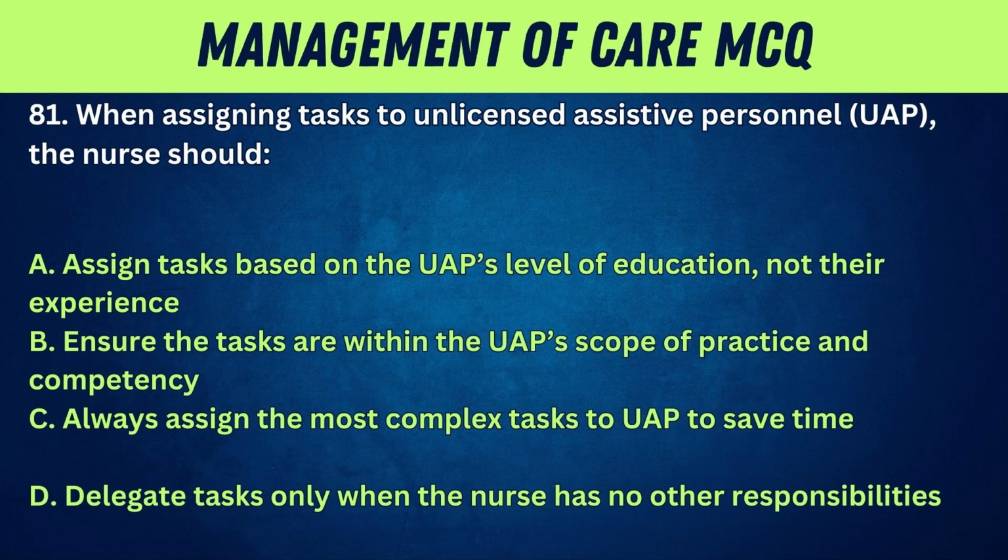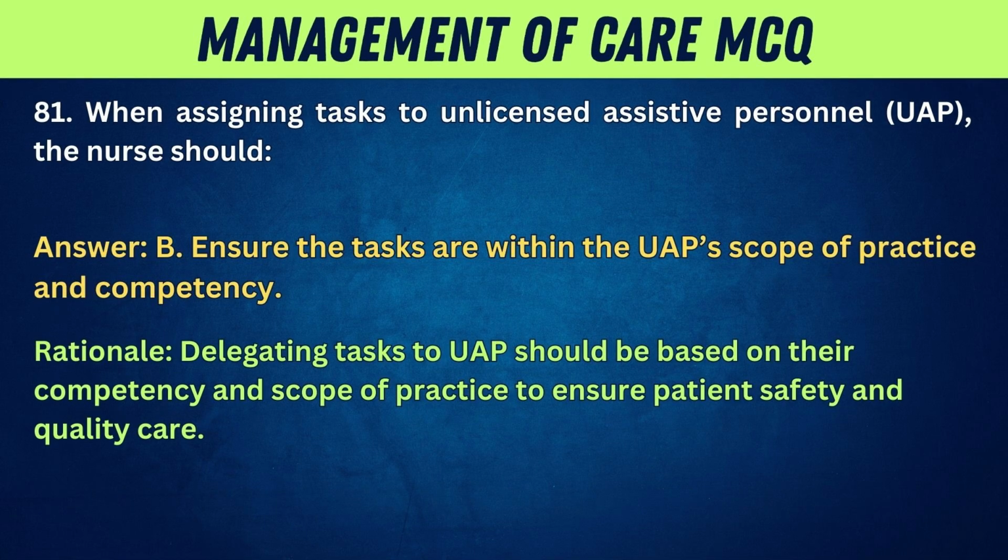81. When assigning tasks to unlicensed assistive personnel, UAP, the nurse should: A. Assign tasks based on the UAP's level of education, not their experience. B. Ensure the tasks are within the UAP's scope of practice and competency. C. Always assign the most complex tasks to UAP to save time. D. Delegate tasks only when the nurse has no other responsibilities. Answer. B. Ensure the tasks are within the UAP's scope of practice and competency.